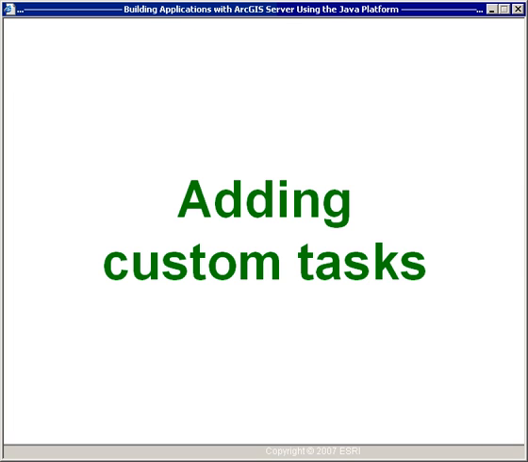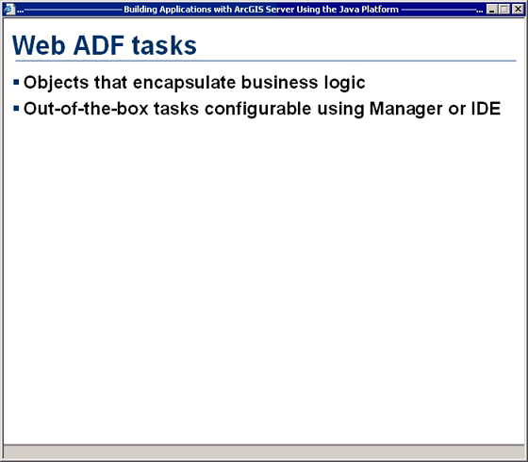Now that we've taken a look at some of the standard functionality exposed in the web mapping application, let's take a look at how we can get our own custom functionality incorporated into the application. Adding in custom functionality is done by what we call a task. Web ADF tasks are objects that encapsulate the business logic of our desired functionality. These tasks can be configured directly through Manager, as I described in the last section, or it can also be done through the IDE.